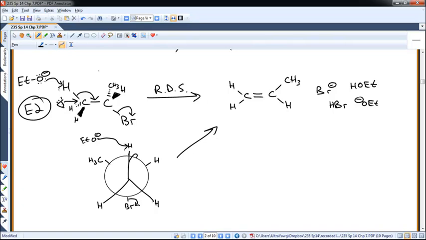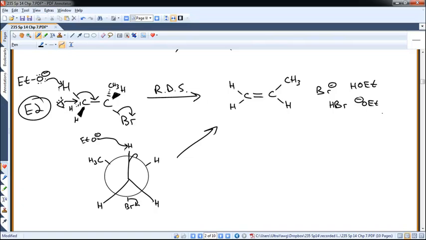So you should be able to go from some type of line angle structure with three-dimensionality, wedges and dashes, to the Newman projection. Or if I give you the Newman projection, you should be able to go to this structure or to that structure if possible. Okay, so that's the E2 mechanism for dehydrohalogenation.